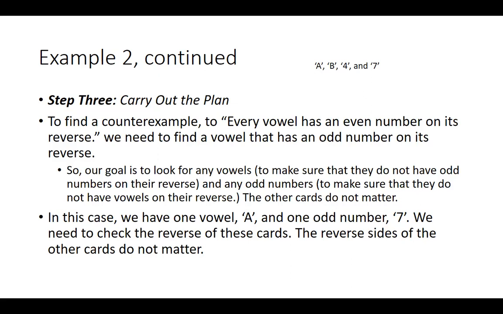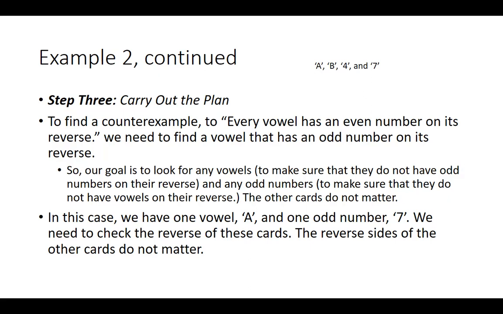To find a counterexample to every vowel has an even number on its reverse, we need to find a vowel that has an odd number on its reverse. That would prove the statement is false. So our goal is to look for any vowels to make sure that they don't have odd numbers on their reverse, and any odd numbers to make sure that they do not have vowels on their reverse. The other cards don't matter.